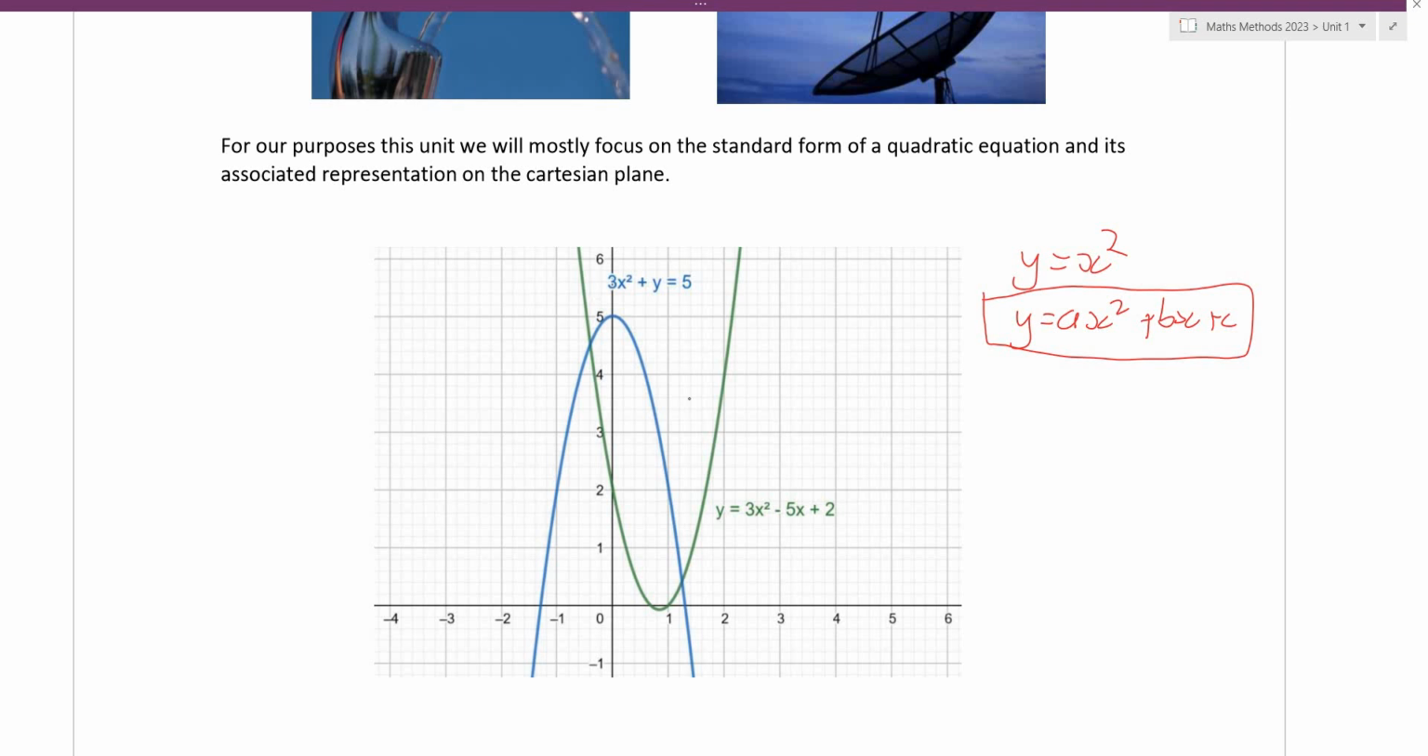If you have a look at our graph here, the blue one has the equation 3x squared plus y equals 5. Can you see that this rule and the general form are just rearranged versions of each other? They haven't kept the y separate from the x. Generally speaking, we're always going to keep the y's and x's separate because it's easier then to plot and graph and solve.